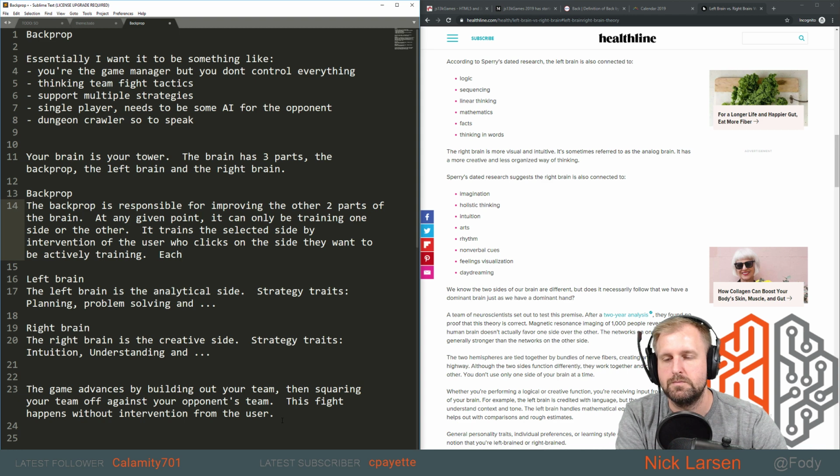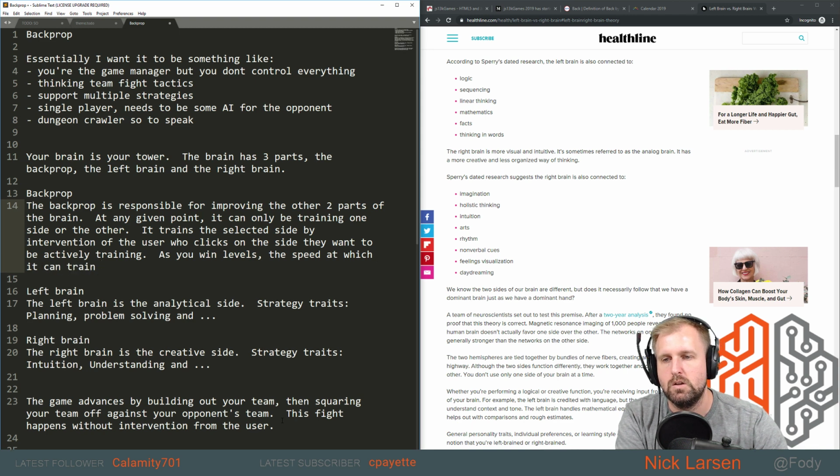Each side. As you win levels, the speed at which it can train the other parts improves.